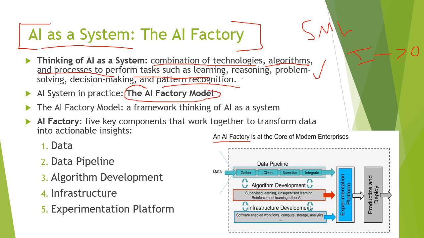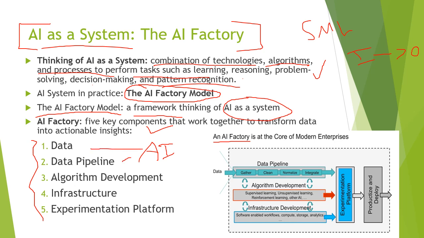One way to think of AI as a system is to use the AI factory model, which I think is a really good way to visualize what AI actually is. The AI factory model is really a framework for thinking of AI as a system. So again, systems thinking, different components, right? Let's break down the different components of the AI factory. When you talk to your friends and family and colleagues, you can think of AI in terms of these different components, because you can't really have AI without these things, right?